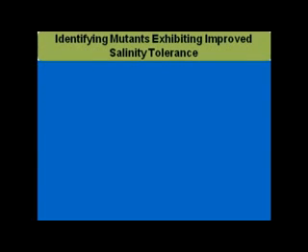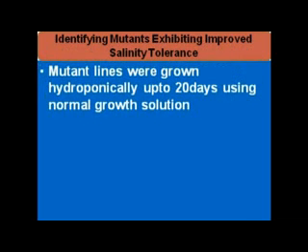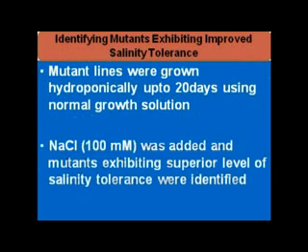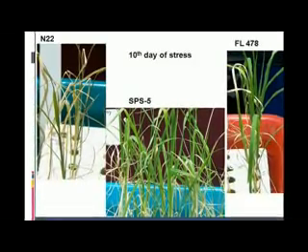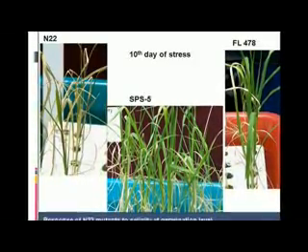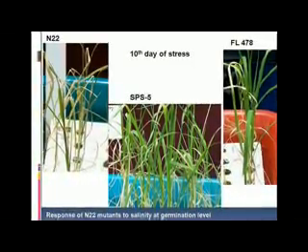To identify mutants exhibiting improved salinity tolerance, the mutant lines were grown hydroponically up to 20 days using normal growth condition. After that, 100 millimolar NaCl was added and mutants exhibiting superior levels of salinity tolerance were identified. After 10 days, the three lines N22, SPS5, and FL478 show the results given in this figure.